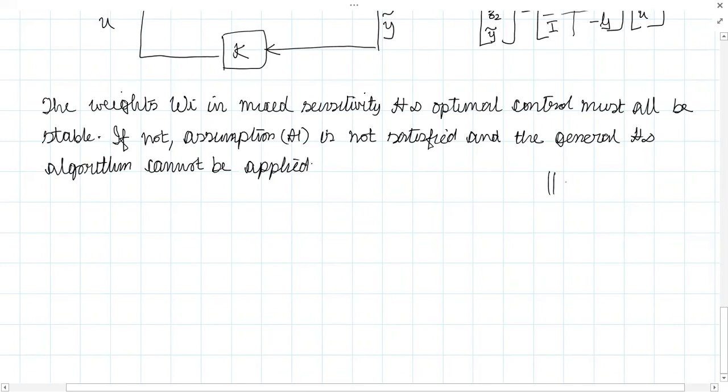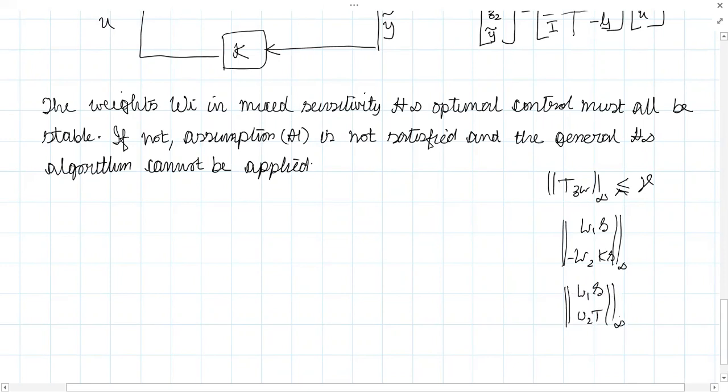In normal H infinity control, we are trying to minimize this infinity norm, which should be less than some gamma value. In mixed sensitivity, instead of considering only one cost function, you are considering two cost functions, maybe weighted sensitivity as well as control effort, and you try to minimize this infinity norm. But for the infinity norm, the weights Wi all have to be stable. Then only you can apply the H infinity procedure. Otherwise, you cannot apply it because assumption A1 will not hold good. Is that clear?